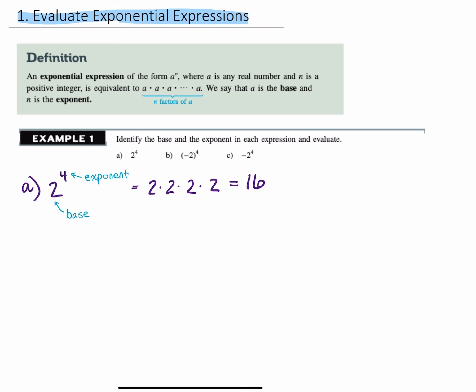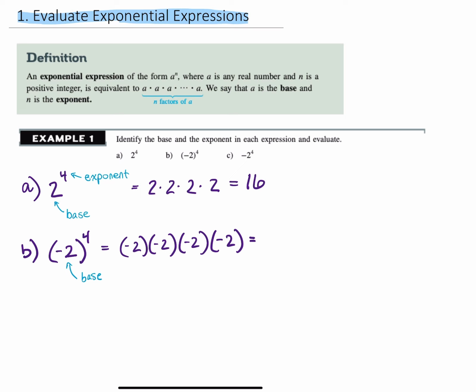In part B, B and C are interesting because they look similar, but we'll get different results. In part B, we have in parentheses negative 2 to the fourth power. So this time the base is negative 2. It includes the negative. We'll see that won't be the case for part C. And we still have 4 as our exponent. So this means the base times itself 4 times: negative 2 times negative 2 times negative 2 times negative 2.